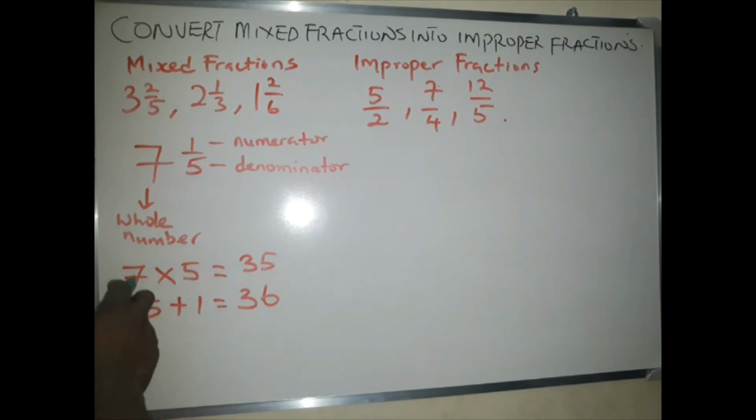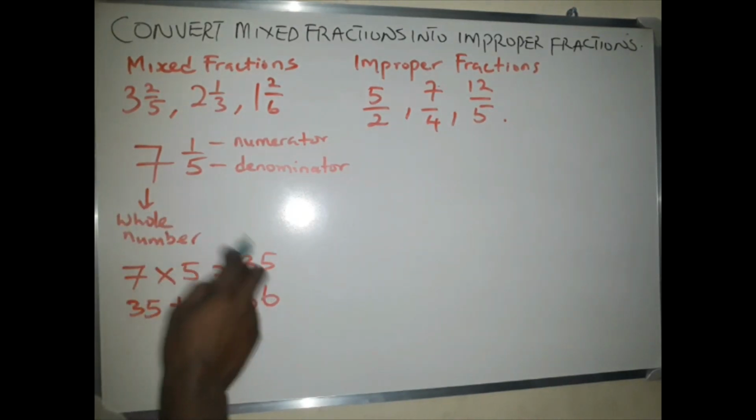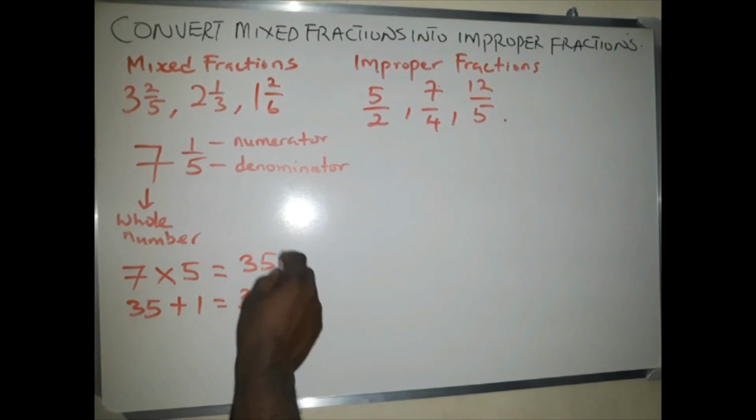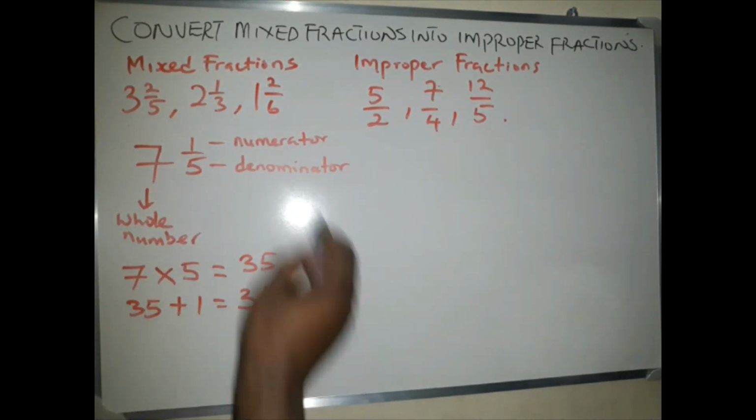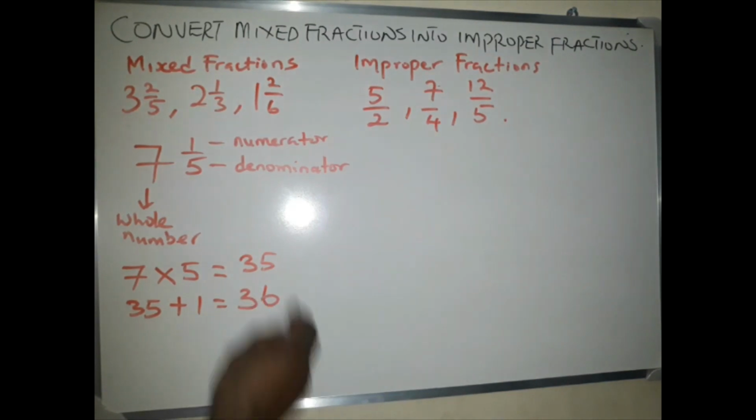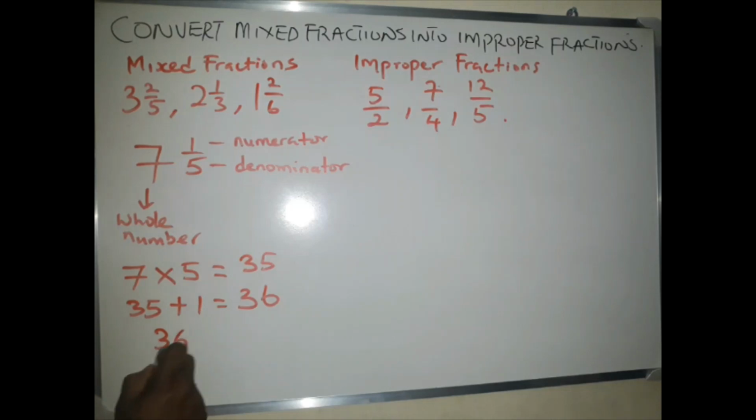So the first step was to multiply the denominator times the whole number, which is 7 times 5, giving 35. Then you add this value to the value of the numerator, which is 35 plus 1, you get 36. Then you write this value of 36 over the denominator. So you now have 36 over the denominator, which is 5, and that will be your answer. So it's just a very simple process of conversion.